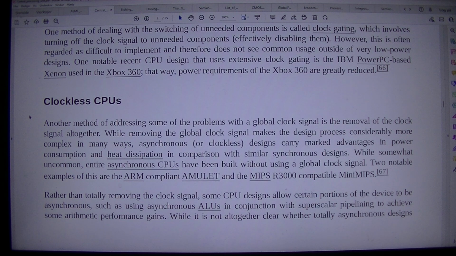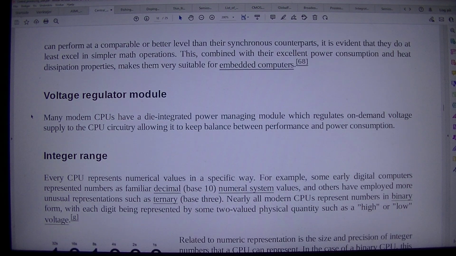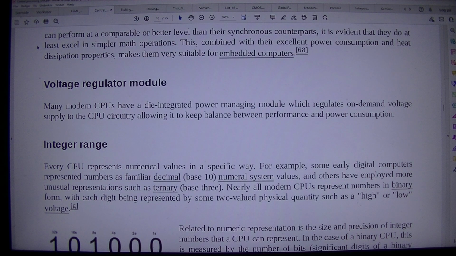MiniMIPS. Rather than totally removing the clock signal, some CPU designs allow certain portions of the device to be synchronous, such as using asynchronous ALUs in conjunction with superscalar pipelining to achieve some arithmetic performance gains. While it is not altogether clear whether totally asynchronous designs can perform at a comparable or better level than their synchronous counterparts, it is evident that they do at least excel in simpler math operations. This, combined with their excellent power consumption and heat dissipation properties, makes them very suitable for embedded computers.